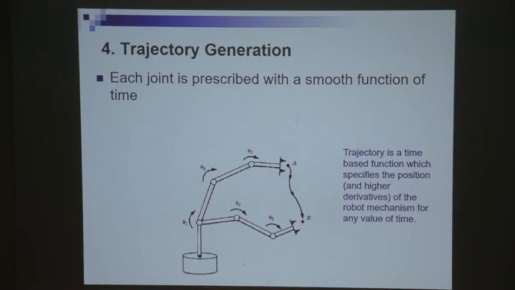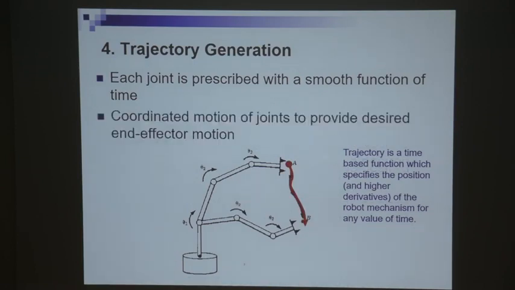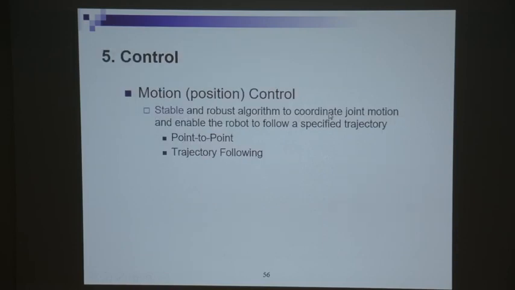When we talk about trajectory, we have to coordinate the motion of the joints, and related to the trajectory, you will have the control of the motion. Control of the motion here refers to position control. So you need a stable and robust algorithm to coordinate the joint motion and enable the robot to follow a specified trajectory. It can be point to point, or it can be trajectory following.